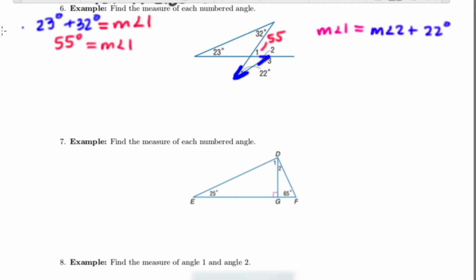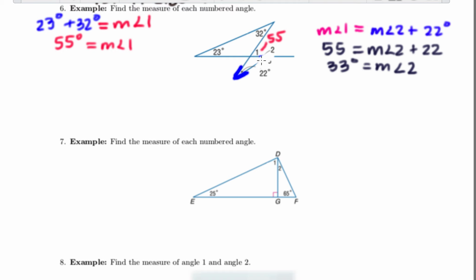Now, since we already found out what angle 1 is, we can go in and substitute that. So we can say that 55 is equal to the measurement of angle 2 plus the 22. We solve this by subtracting 22 from both sides, and we get 33 degrees is equal to the measurement of angle 2. Now I'm going to go ahead and erase some of this stuff here because it's kind of getting in the way.